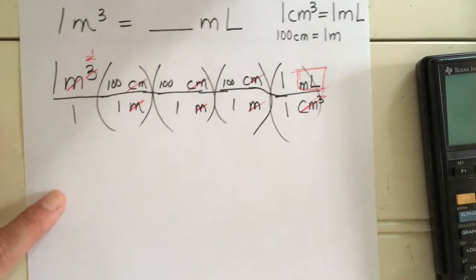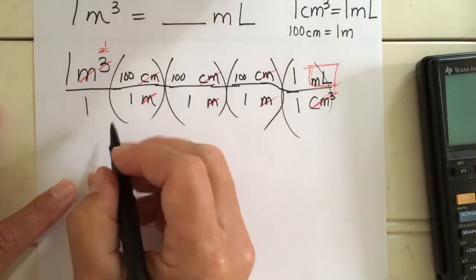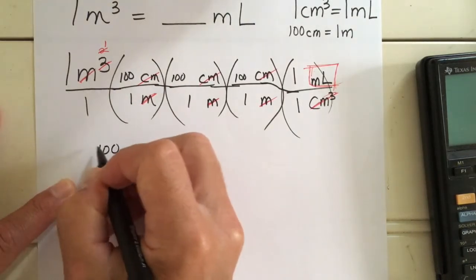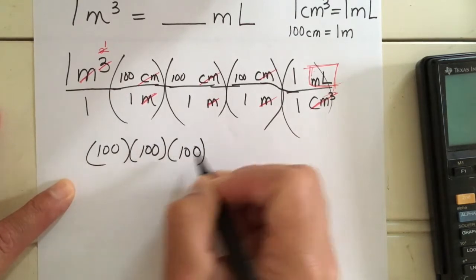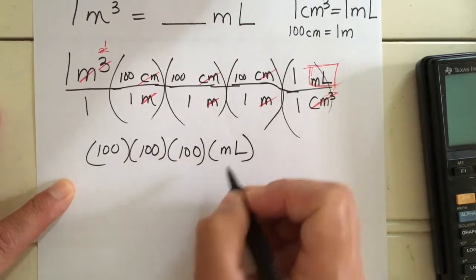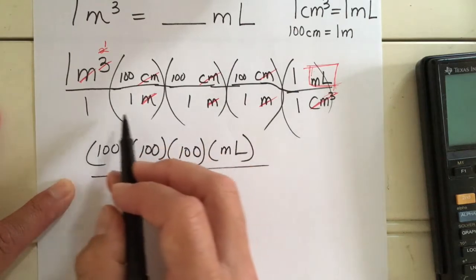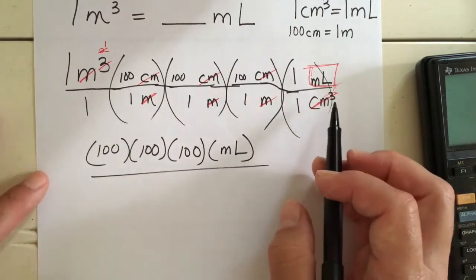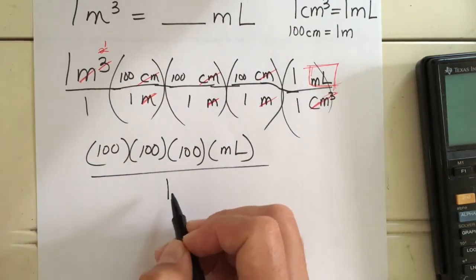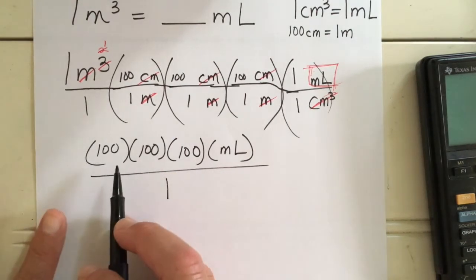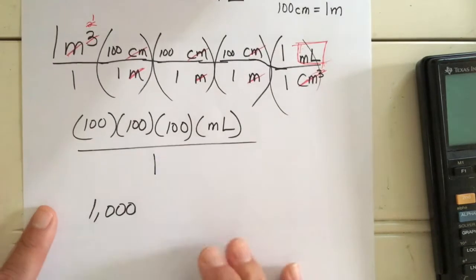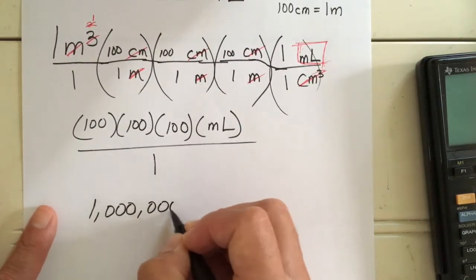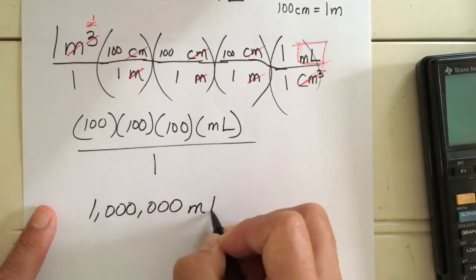So let's go ahead and multiply the top across, multiply the bottom, and divide. So on top we have 100 times 100 times 100 times milliliters. On bottom we have a bunch of 1s, so really nothing down there. So we have 1, and I think we have the same thing as before, except now it's going to be 1 million milliliters on top.